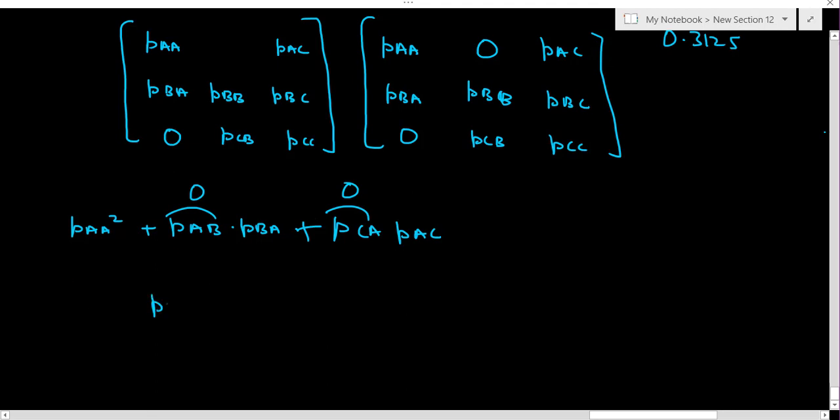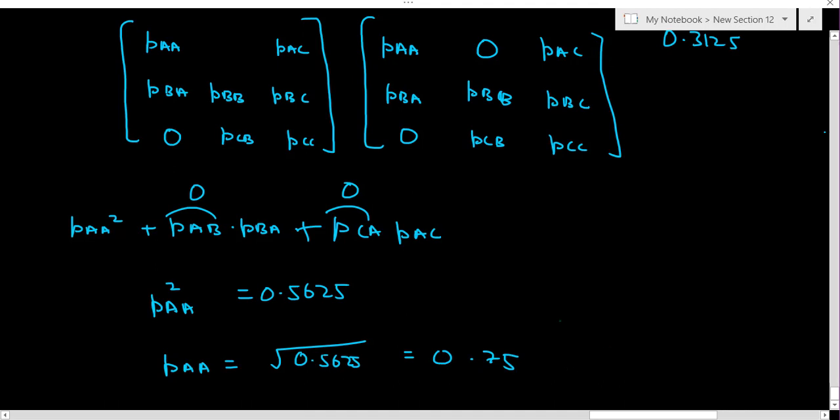So this becomes PAA square is equal to 0.5625, right? Which would give you PAA. The value for PAA becomes root over 0.5625, which is equal to 0.75, right? Okay, now you know this value. Let's just write its value, 0.75, right? Now let's see other entries if I can figure them out.